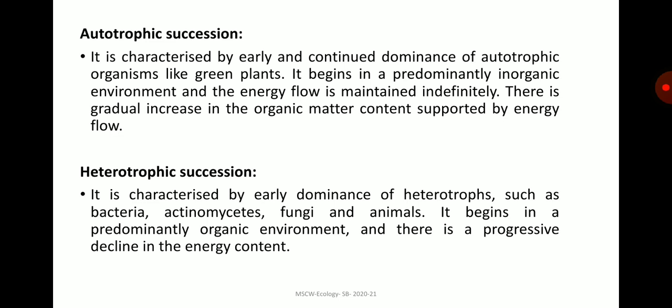More about autotrophic succession. It is characterized by early and continued dominance of autotrophic organisms like green plants. It begins in a predominantly inorganic environment and the energy flow is maintained indefinitely. There is a gradual increase in organic matter content supported by energy flow. Next is the heterotrophic succession. It is characterized by early dominance of heterotrophs such as bacteria, actinomycetes, fungi and animals. It begins in a predominantly organic environment and there is a progressive decline in the energy content.